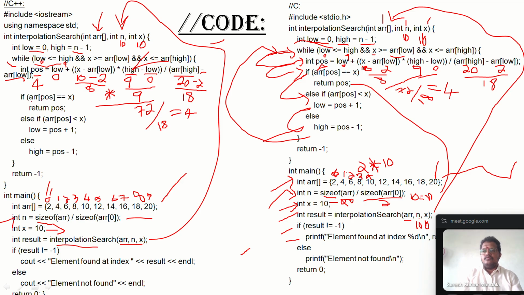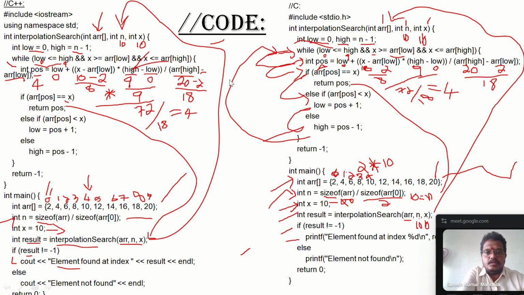Okay, arr of pos, that is arr of 4. What is the value we have? 10. Now check: 10 is equal to the target value 10. Yes, it will return the position, and the result 4 will be stored in the variable called result. Then, 4 is not equal to minus 1. Yes, so it will print the cout element is found. This is how the C++ algorithm will execute.